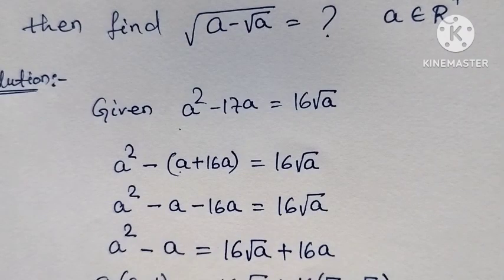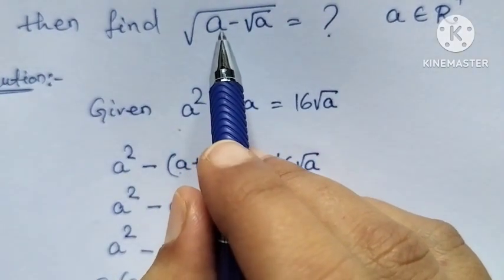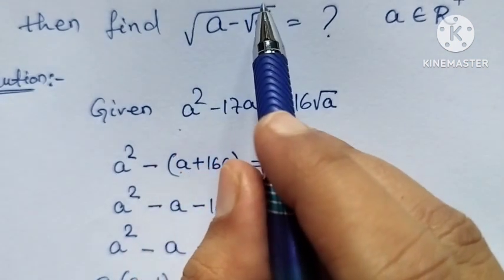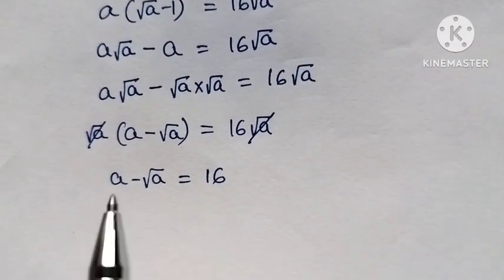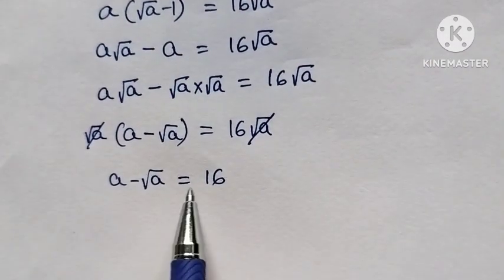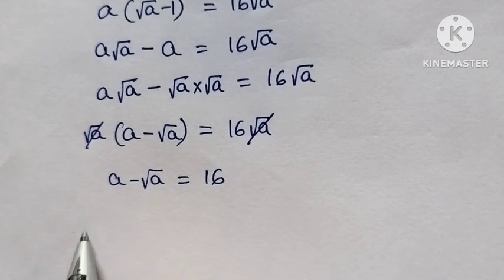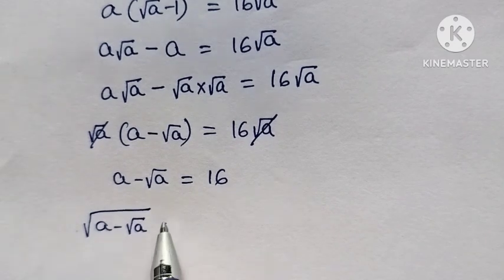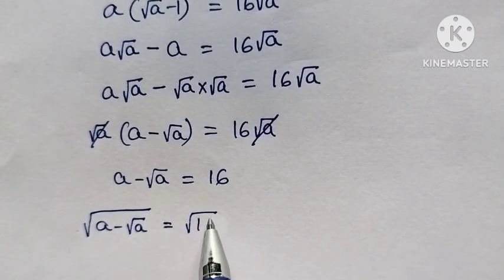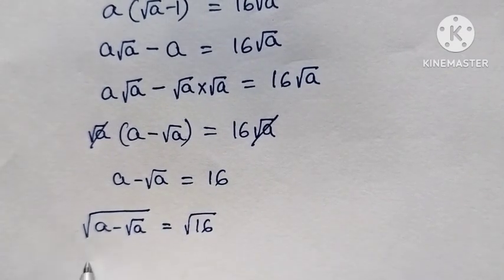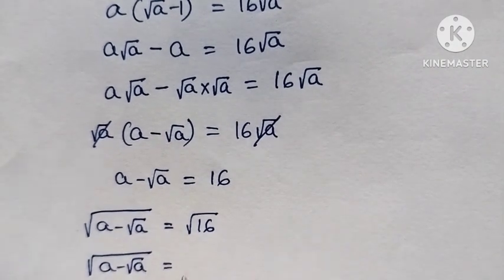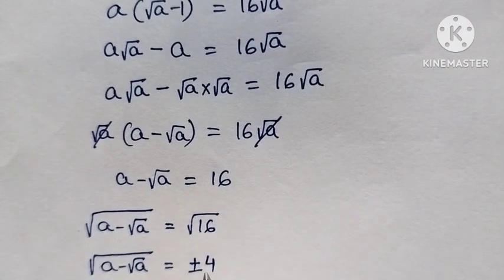Yes. What is the question? The question is you find out root over of a minus root a. Yes. Then a minus root a is equal to 16. Then the root over of a minus root a is equal to root over of 16. Then root over of a minus root a is equal to plus minus 4.